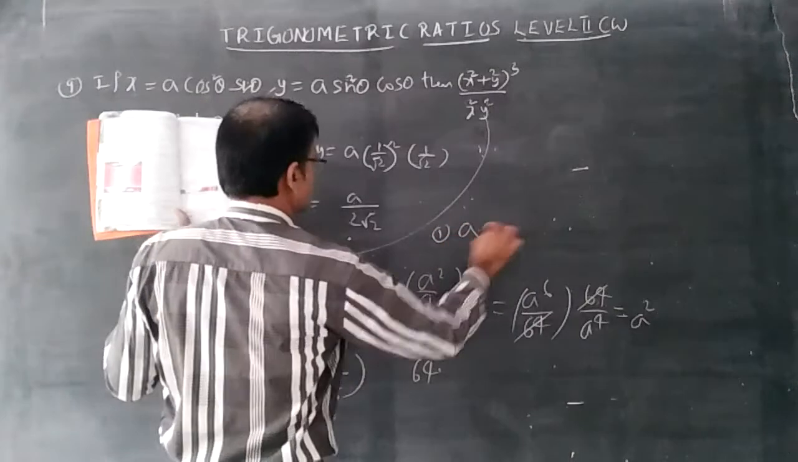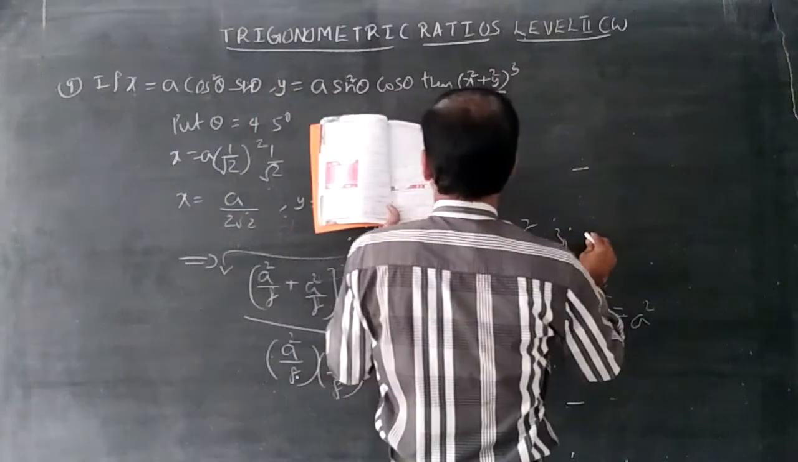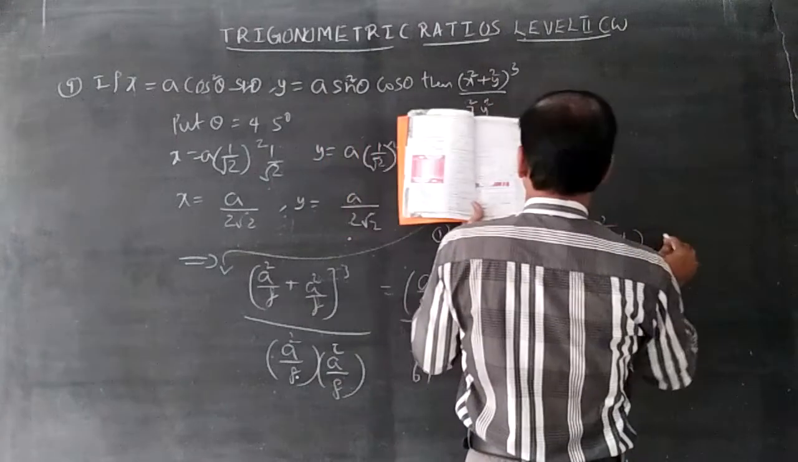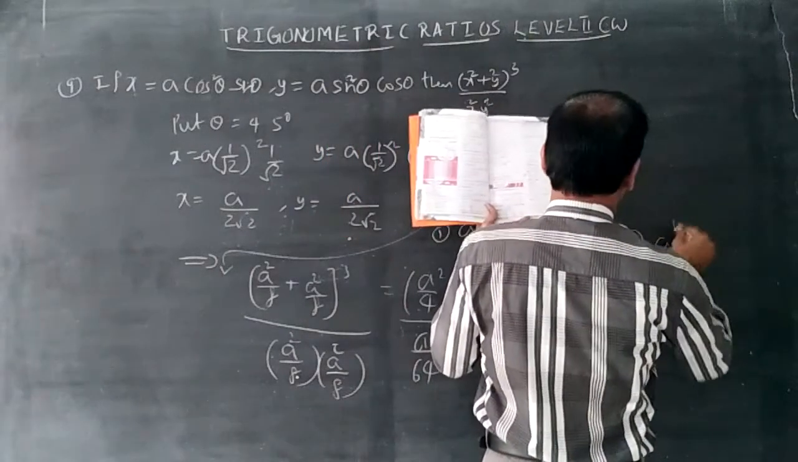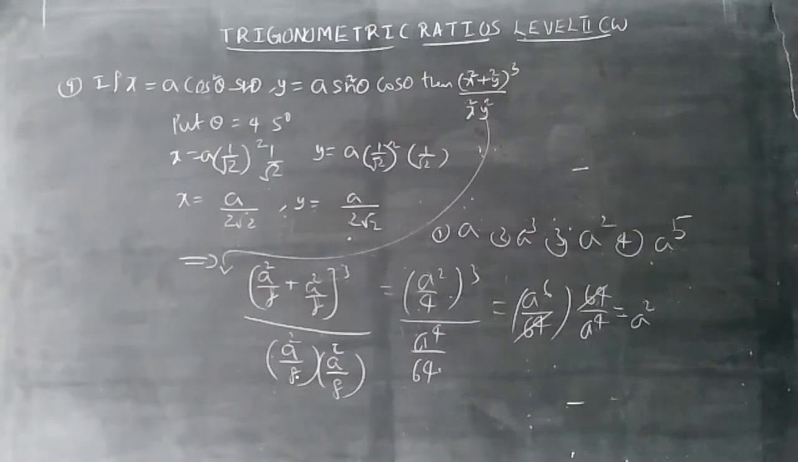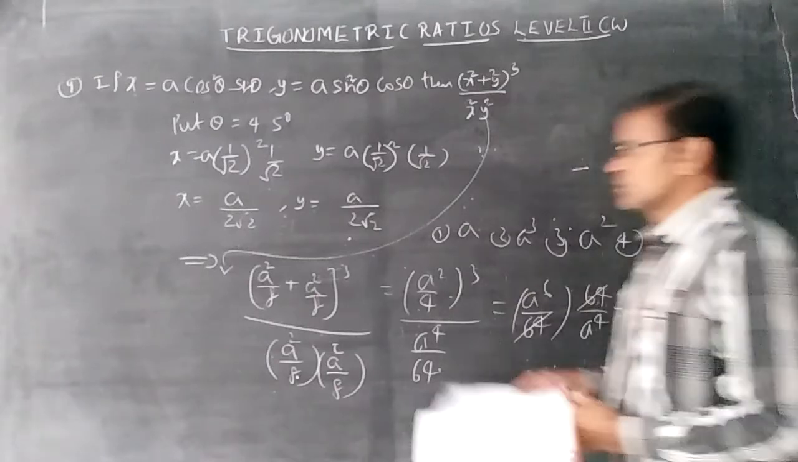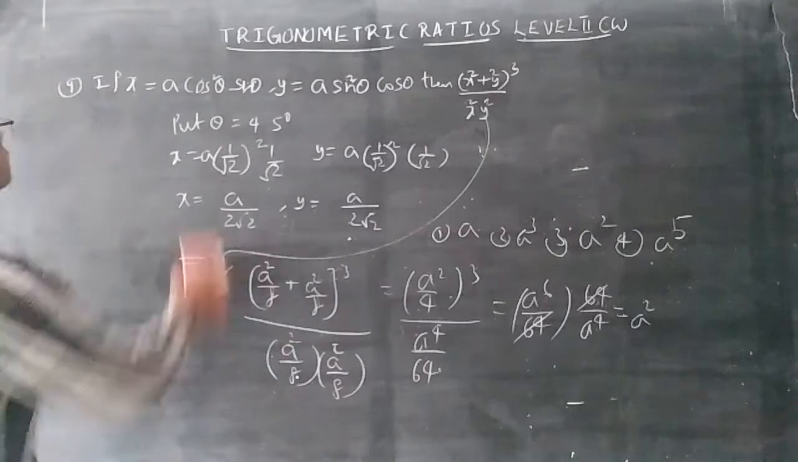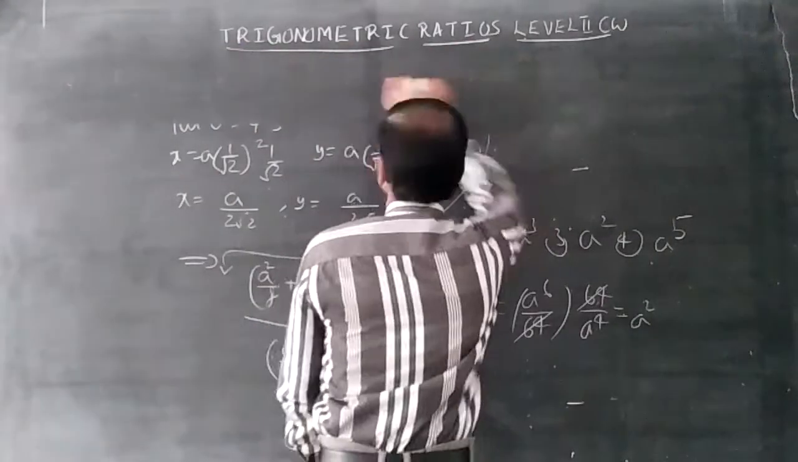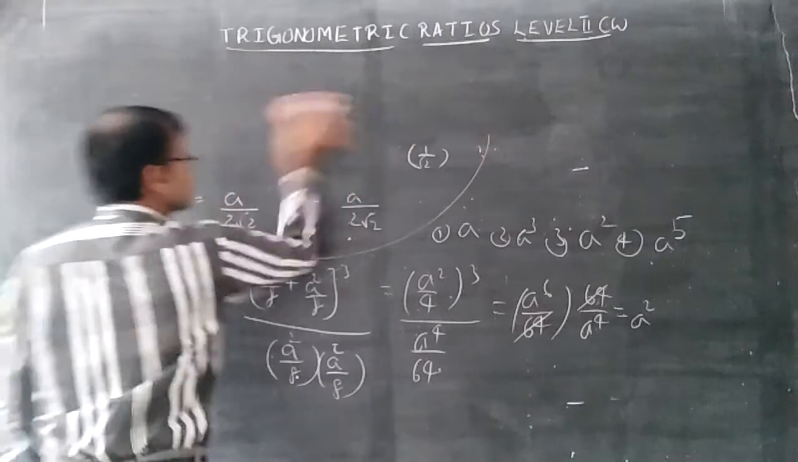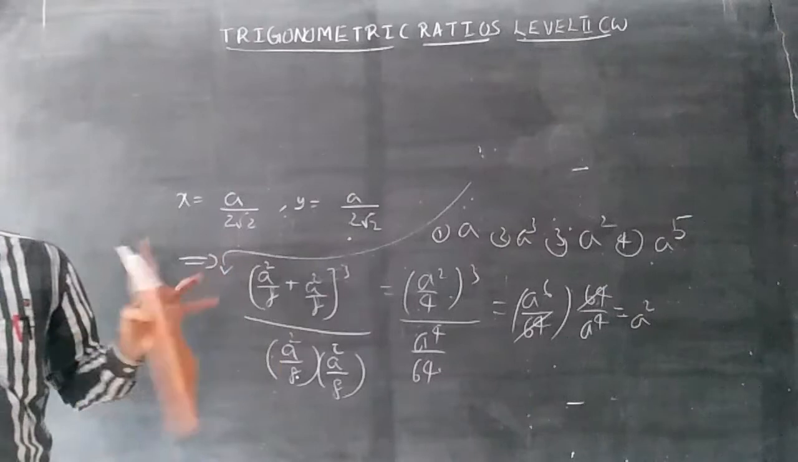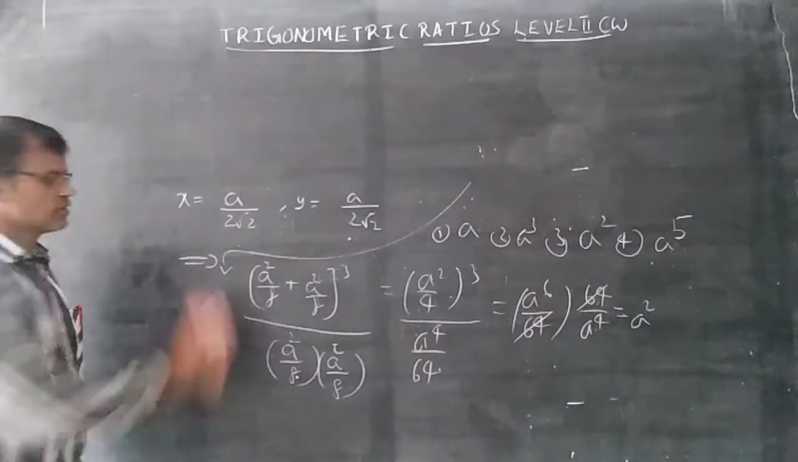The options are given: first option a, second option a square, third option a cube, fourth option a power 5. If you are having the material, no need to write the question and answer. Don't write the question, don't write the options.